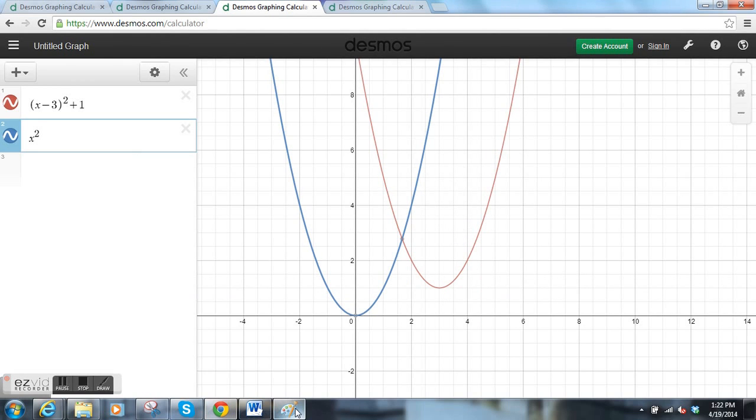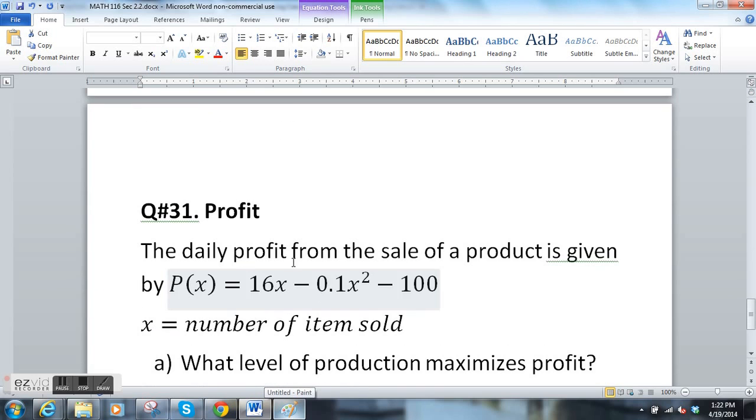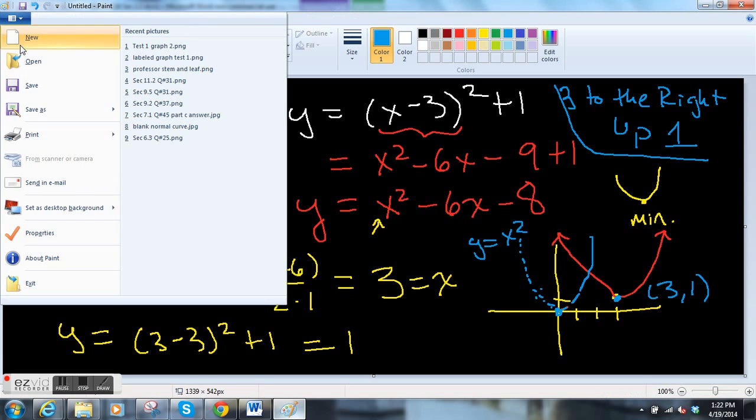So I have one more problem I want to go over, and it's this question right here. Question number 31. It's a profit function. It says the daily profit from the sale of a product is given by this function. The profit equals 16x minus 0.1 x squared minus 100, where x is the number of items sold. What level of production maximizes profit, and what is the maximum profit possible?